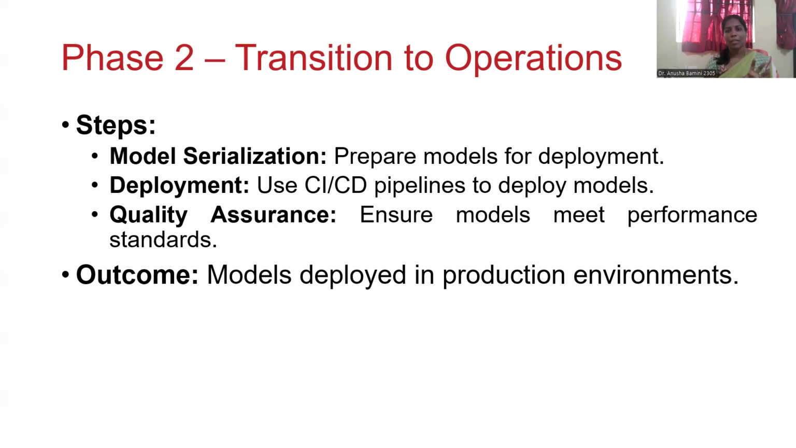For deployment, we have to use the CI/CD pipeline here, and the quality of the model is very, very important. After deployment, the quality is tested and the performance is analyzed using various performance metrics such as F1 score, bias, etc. In this second phase, the model is deployed to the production environment. So the second step of the MLOps roadmap is over.